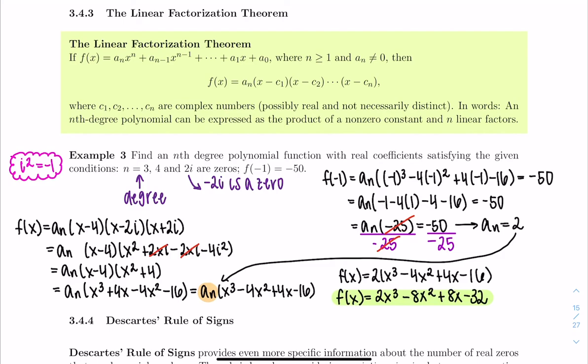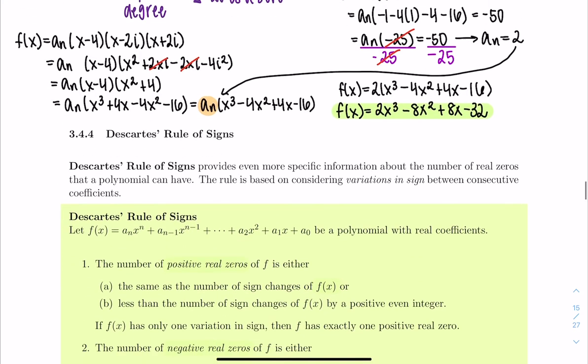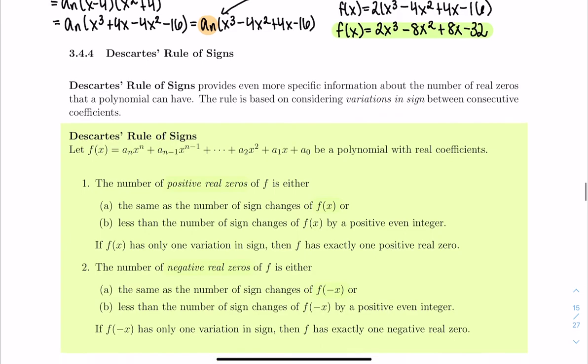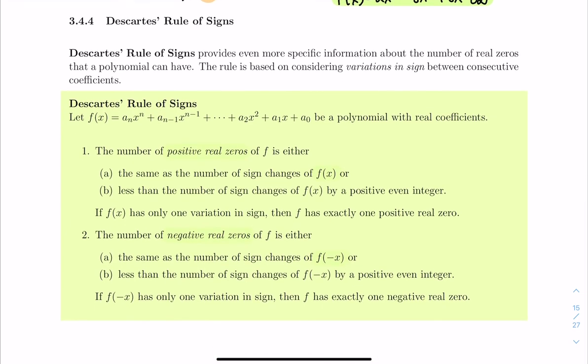And the last thing we're going to talk about is Descartes' rule of signs. So this provides even more specific information about the number of real zeros that a polynomial can have. The rule is based on considering variations in sign between consecutive coefficients.